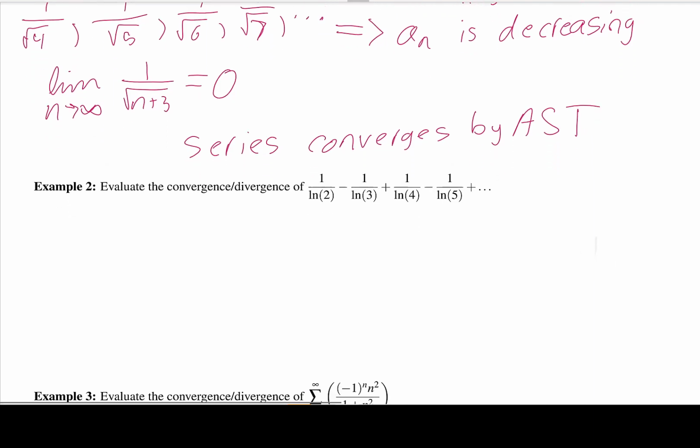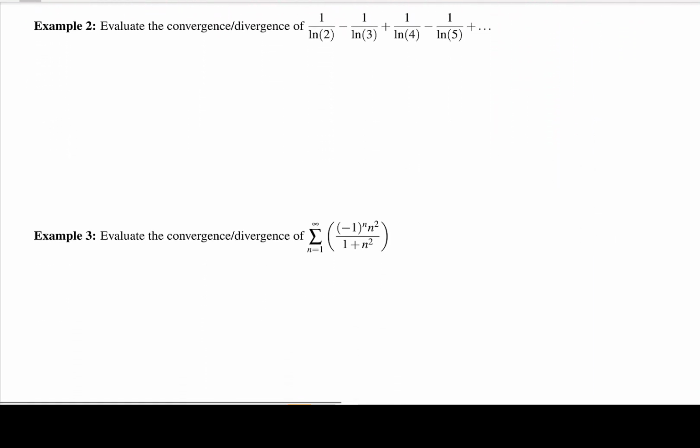Alright, now let's look at example 2. Example 2 here is a little bit more difficult because they haven't given us the formula for our series, but we can get it pretty quickly. The first thing I notice is that we're alternating between plus and minus. So that tells me that this is going to be equal to the sum from n equals 1 to infinity. The first part is to figure out, is this negative 1 to the n or negative 1 to the n plus 1? Since my first term is going to be positive, I'm going to make this negative 1 to the n plus 1.